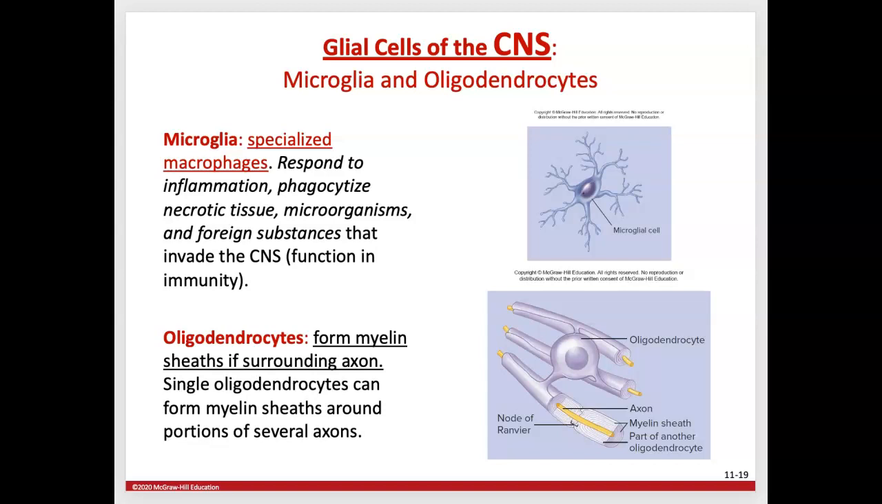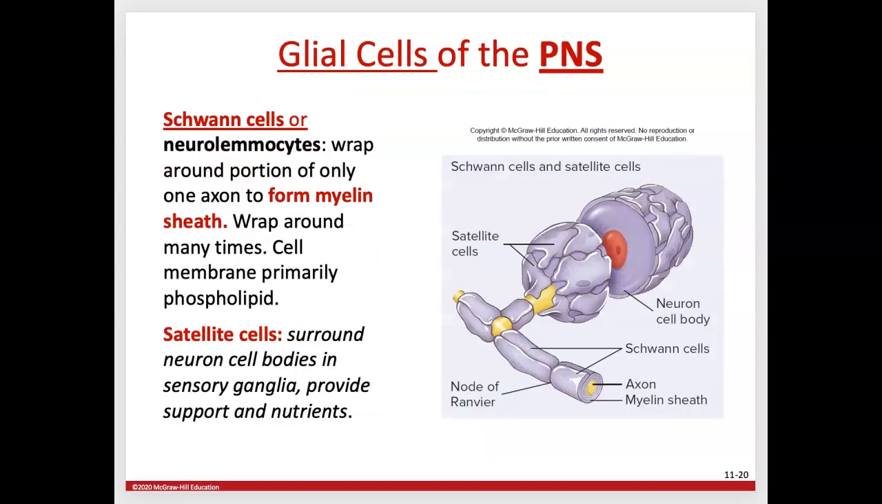The last glial cell that we'll talk about in the CNS is the oligodendrocyte, and these cells are responsible for forming myelin sheath in the central nervous system. We're going to talk about another type of cell later that forms the myelin sheath in the PNS, the peripheral nervous system, but this one is specific to the central nervous system. A single oligodendrocyte can form myelin sheath around portions of several axons. They are very able to do that.